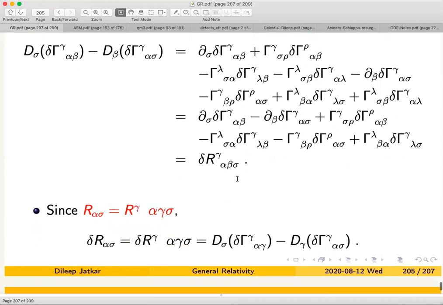Now we can contract these indices. We said beta is equal to gamma. If you do that, then you get R gamma alpha gamma sigma is equal to R alpha sigma. Therefore the variation of R alpha sigma is just given by these terms where you contract beta and gamma. Here beta and gamma is contracted this way, here that way. You can see the two terms appearing this way.